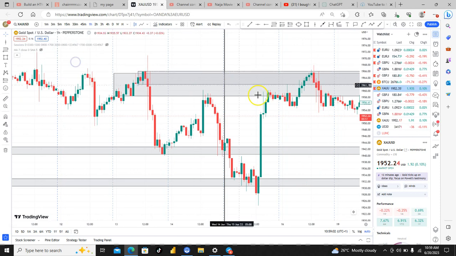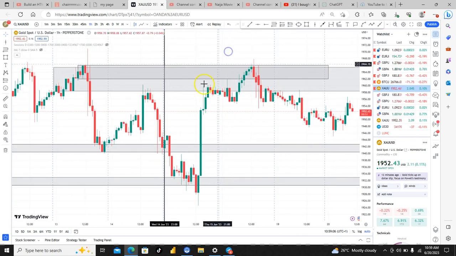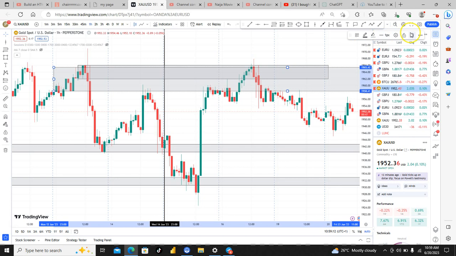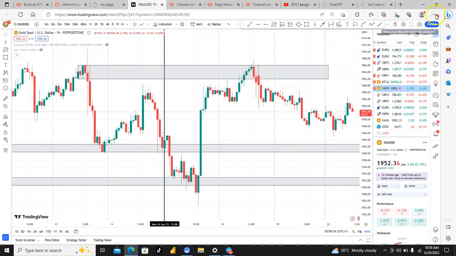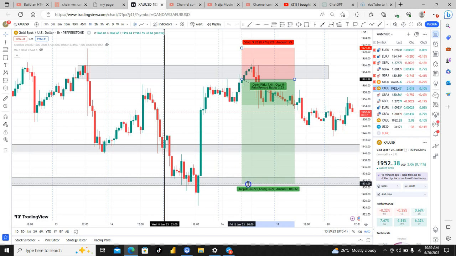Okay, let's go back to the hourly. So as you can see right here, let's take out this one because I've already gotten a more precise entry. I like to clear my charts and make it clean. So this is going to be TP1, TP2.